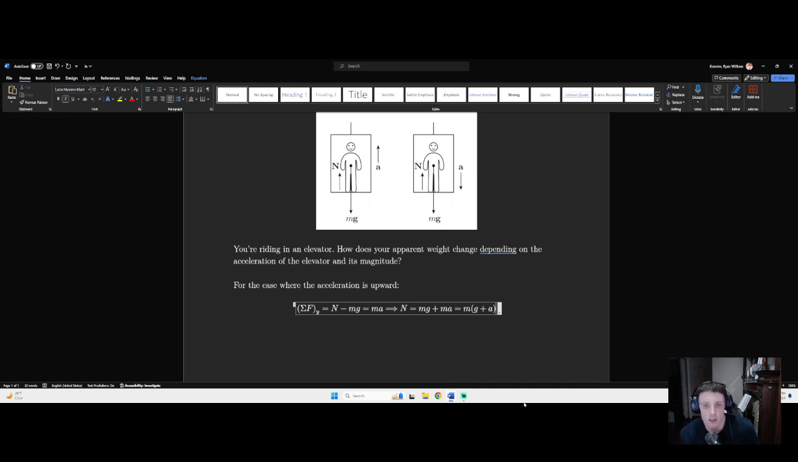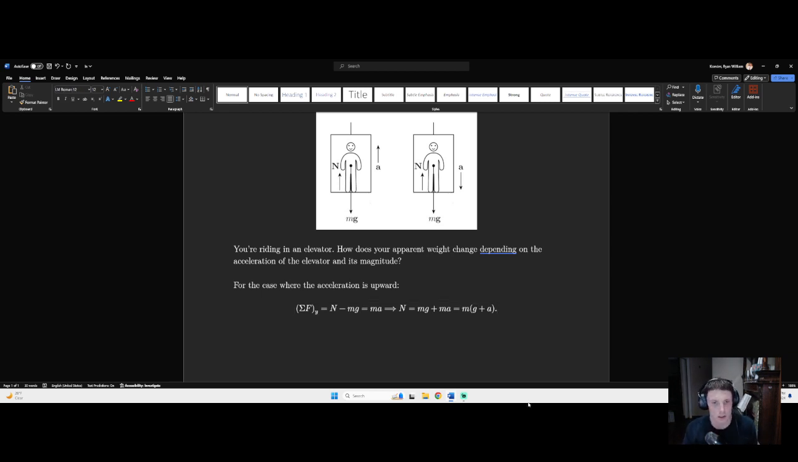normal force in this case is essentially just your normal weight plus this factor of mass times acceleration. Okay, so you could plug some numbers in and see what happens for different accelerations. All right.